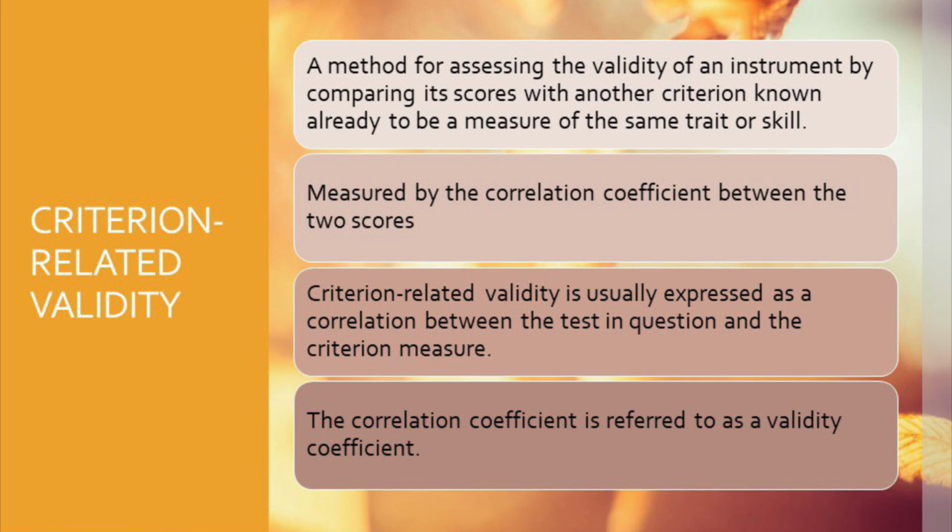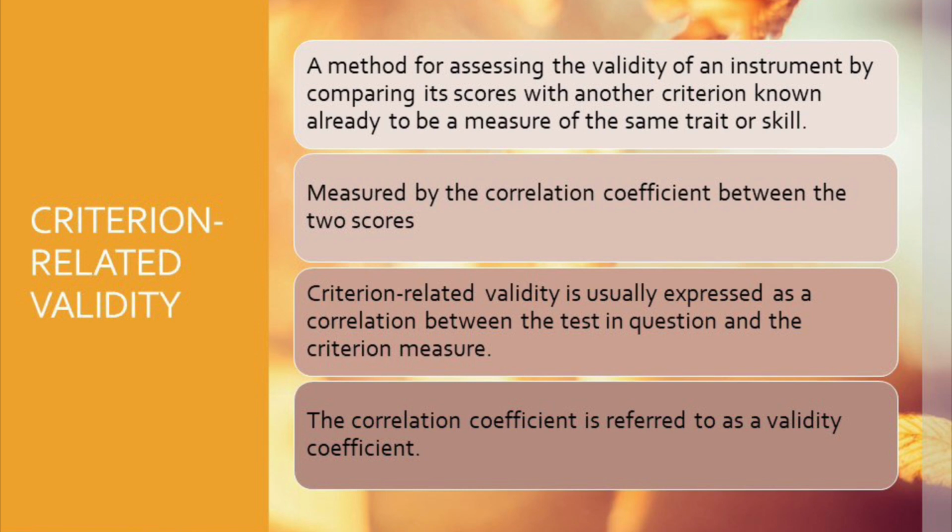For example, let's say the students are given this IQ test, and the teacher wants to know if the test will somehow predict the student's actual performance in this class. If the IQ test does end up predicting classroom performance, then it has criterion validity.